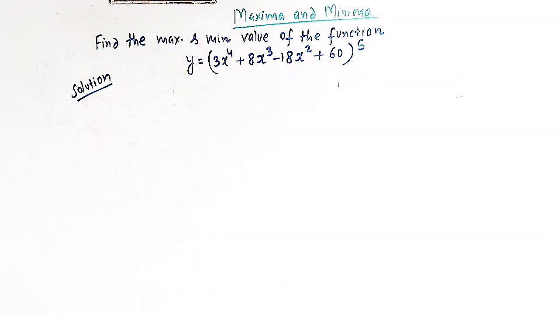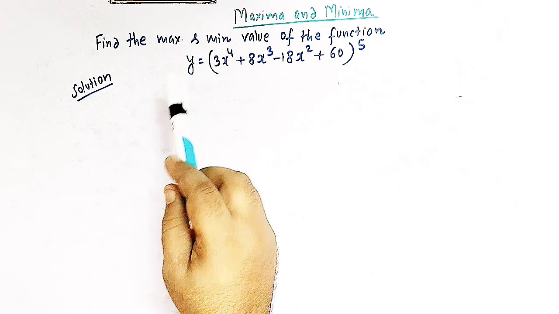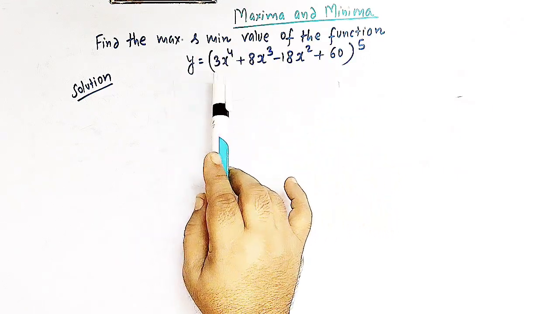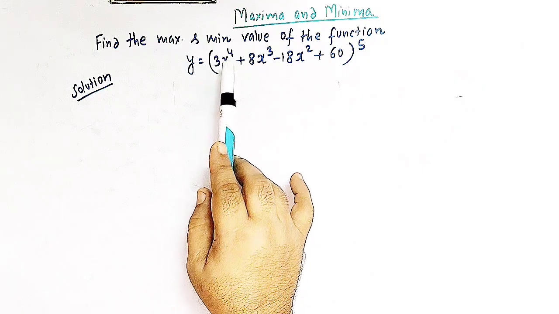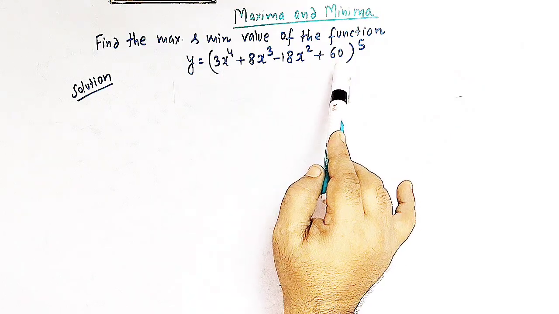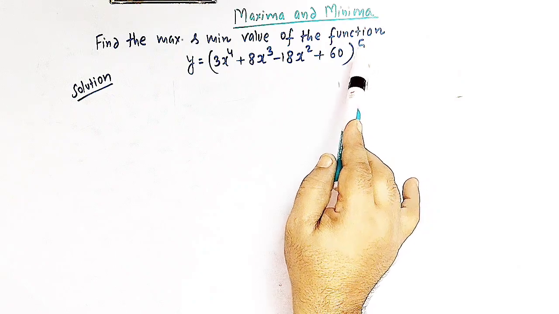Hello viewers, in today's session we are going to discuss another important problem from maxima and minima. Here we have to find the maximum and minimum value of this function, that is y is equal to (3x^4 + 8x^3 - 18x^2 + 60)^5, right?